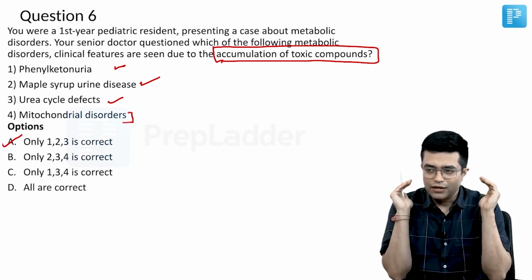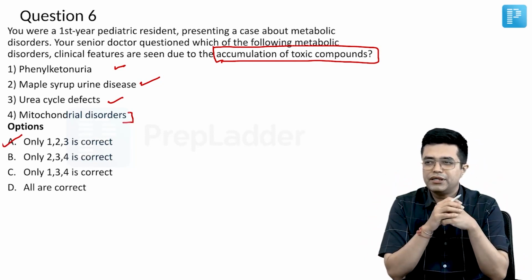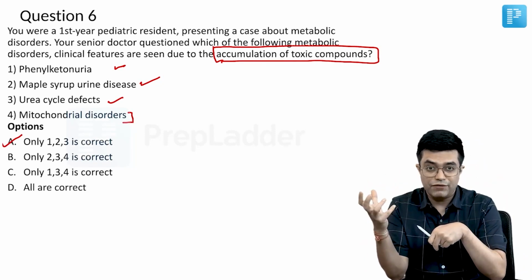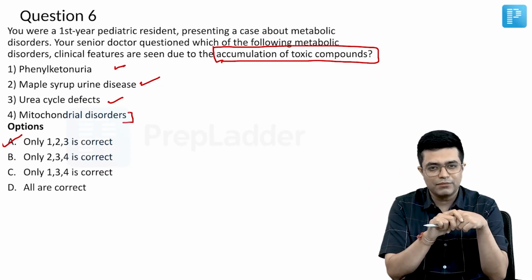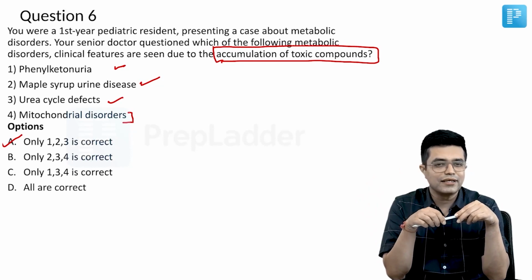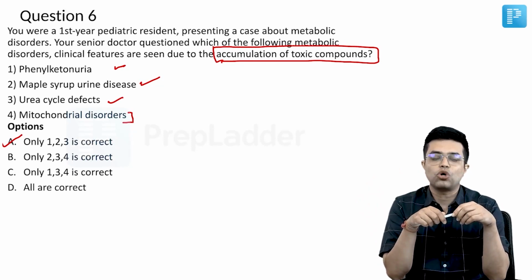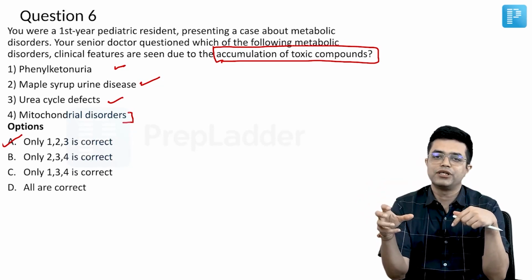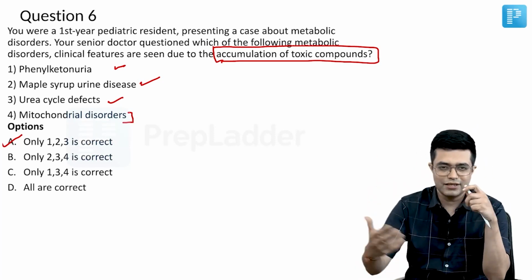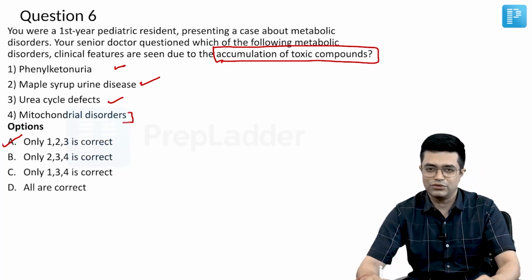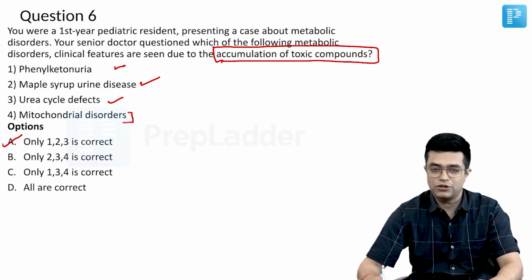So impaired respiratory chain or impaired energy function of the cell is responsible for all the defects in mitochondrial disorders. Classically, it is not considered to be a toxic material accumulation related IEM. It used to be in the old classification, but this question is somehow related to that particular pathophysiological aspect.